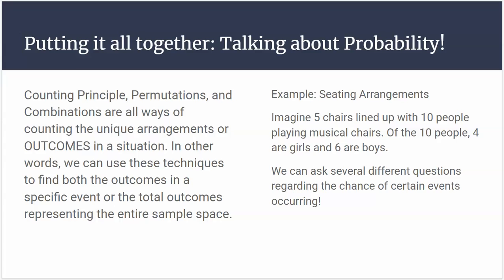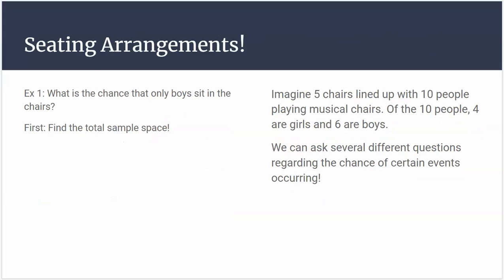Some seating arrangement questions. Imagine 5 chairs lined up with 10 people. Of the 10 people, 4 are girls and 6 are boys. We can ask several different questions regarding the chance of certain events occurring. So let's start with a prompt here. What's the chance that only boys sit in the chairs when the music stops?